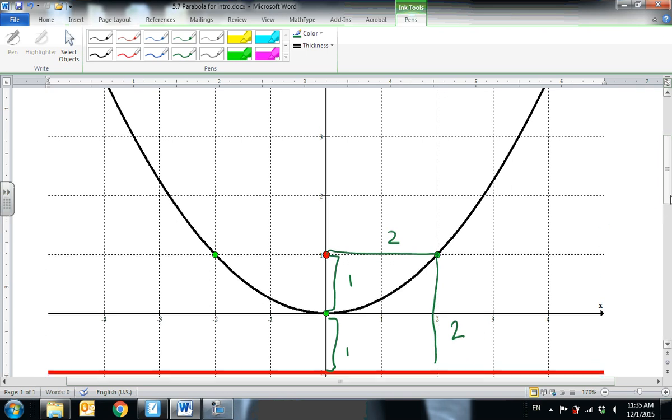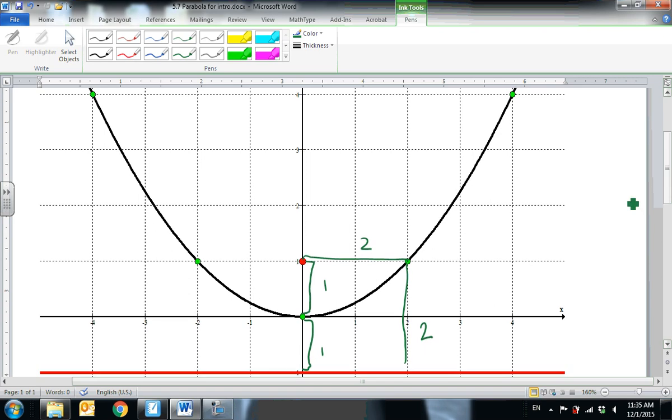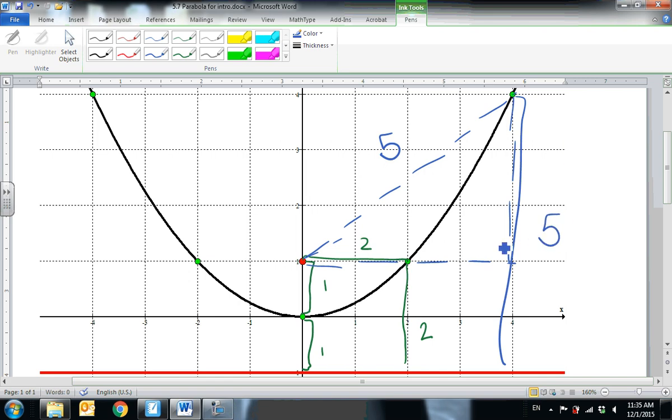Okay? Now we're not able to see this dot up here. But if you think of this as a right triangle, right? Instead of doing the distance formula, what kind of right triangle is this? 3, 4, 5, right? So would you agree that this distance is 5? And then what's the distance from here to here? 5. Oh, man. So that's what a parabola is, okay?